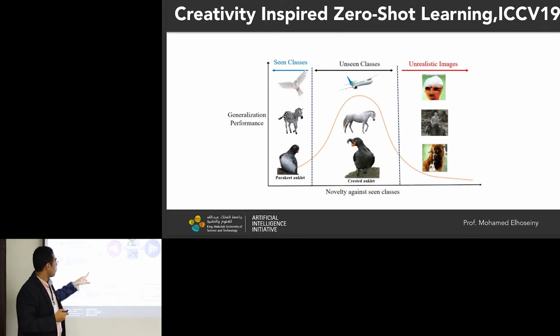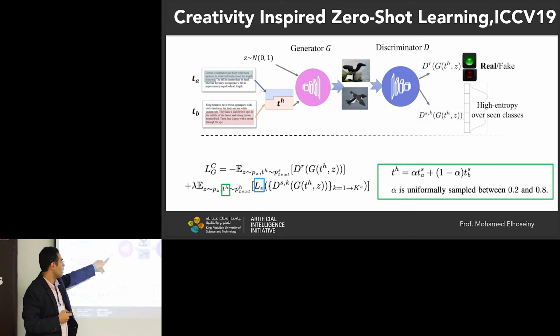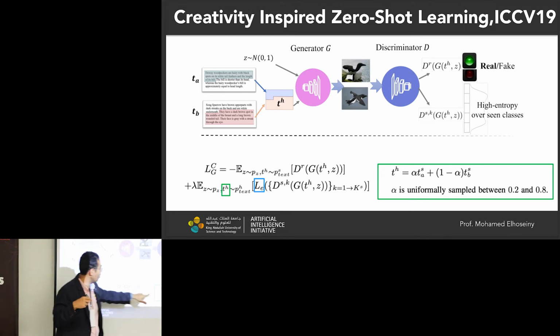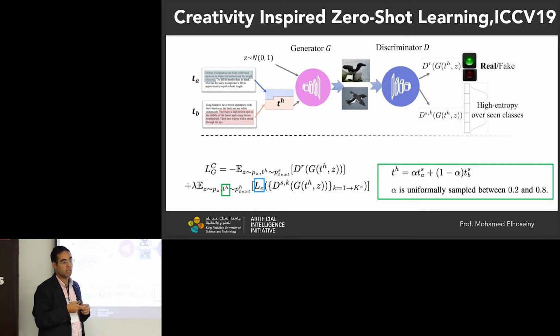All right. Then the question comes, how do we define TH? This is a very good question. We did something simple, and there is a better way to improve this. What we did is that we picked two seen class descriptions in the feature space, TA and TB, and then we picked uniformly an interpolating factor alpha between 0.2 and 0.8 to interpolate between these two, and that was a hallucinated description.